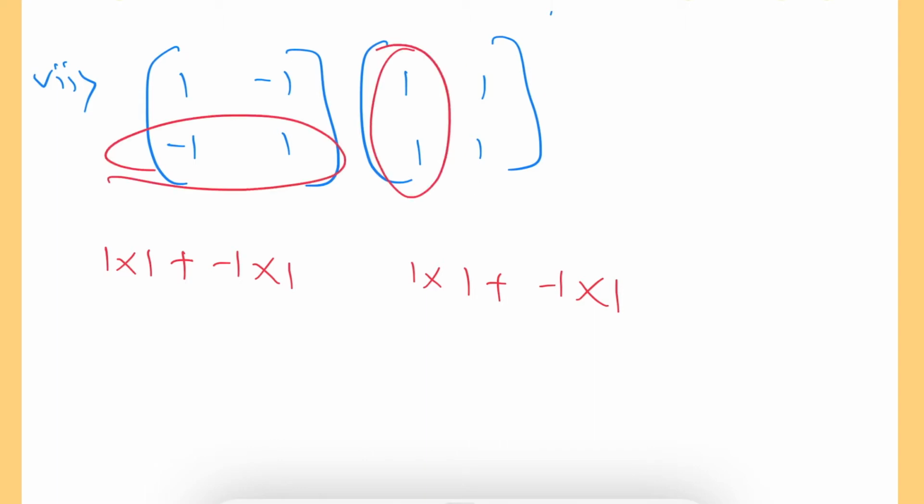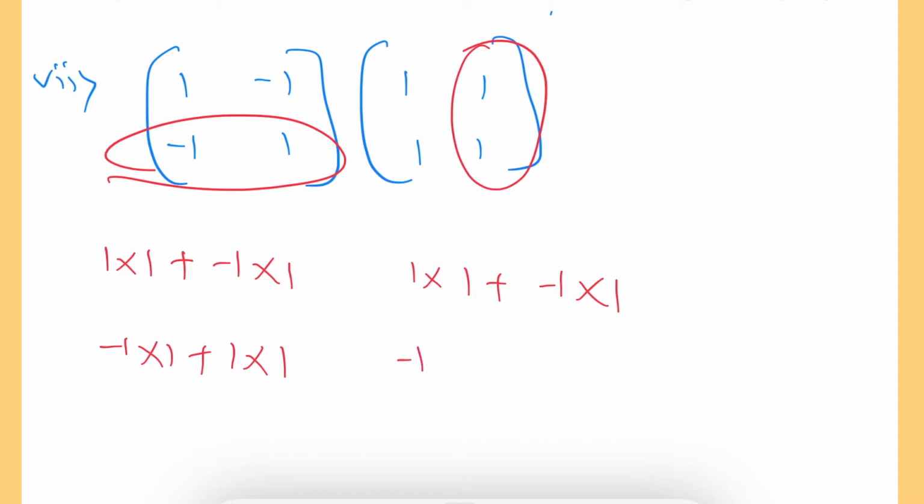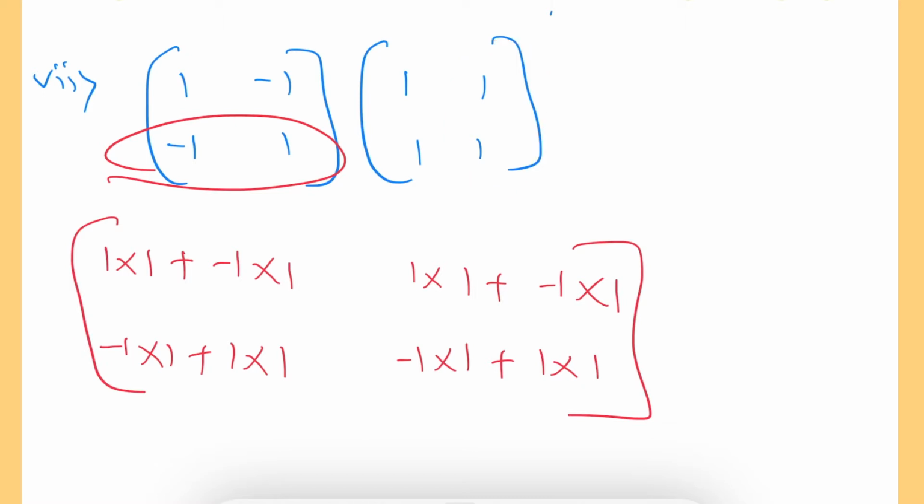Second row multiply with the first column: minus 1 into 1 plus 1 into 1. Second row multiply with the second column: minus 1 into 1 plus 1 into 1. Okay, let us simplify this now.